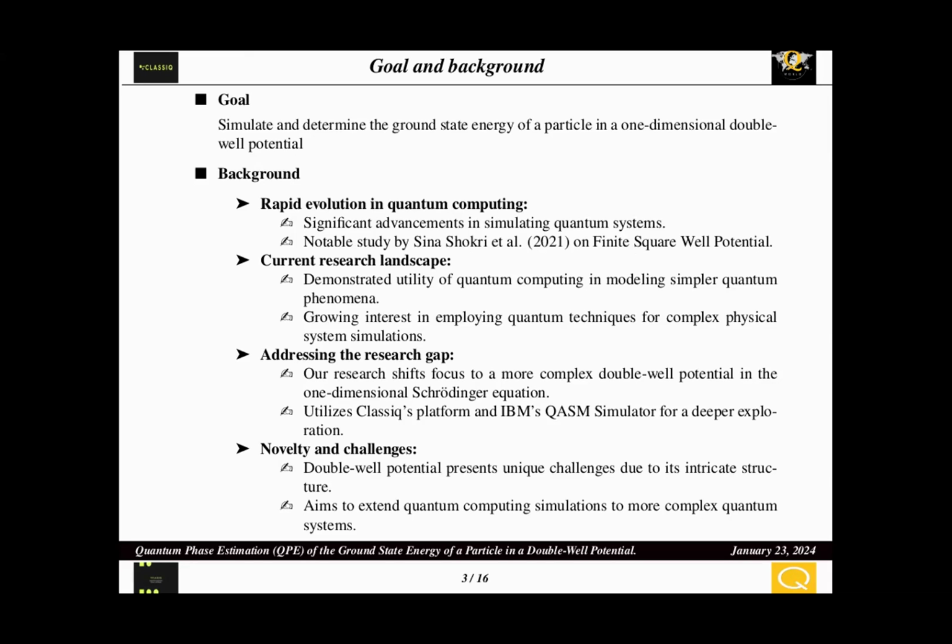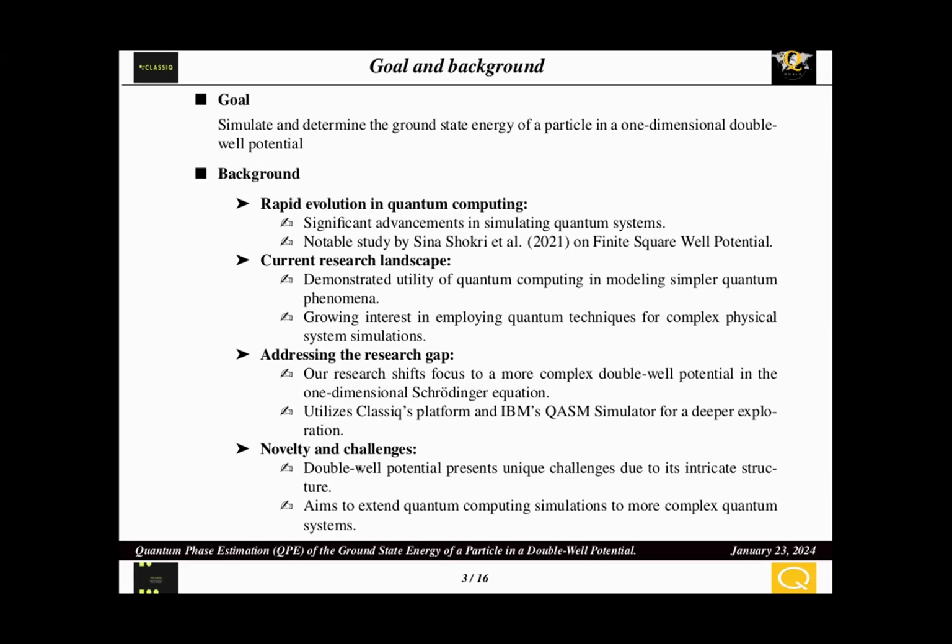So our research, the work we did, focused on a more complex potential than the one used by Schirman et al., which is a double well potential in the one-dimensional Schrödinger equation. And for this research, we plan to utilize the Classiq platform as well as IBM to simulate and estimate the ground state energy for that potential.